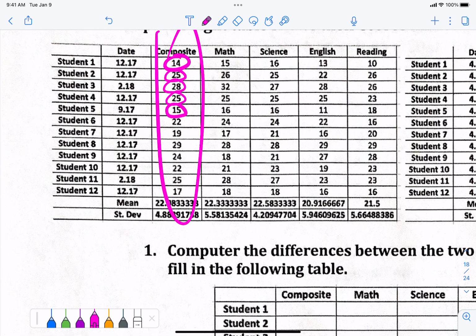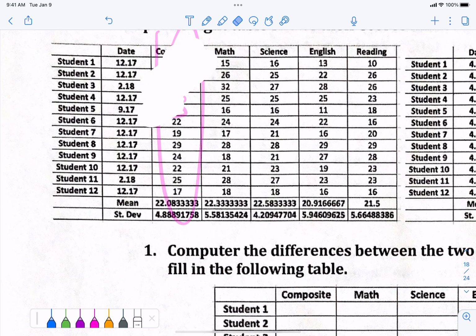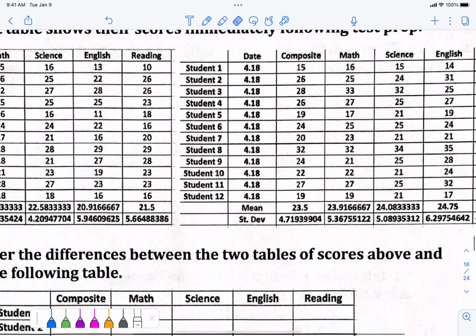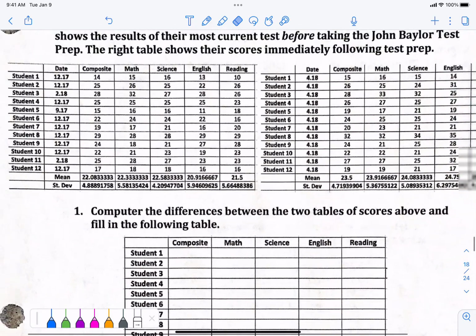Now, there were more than 12 students in the class that year, but there were only 12 that did take the ACT prior to John Baylor. Does that make sense? Because the rest of the students only took it on the one day that they took it as a junior, right? So that's why I don't have more than 12 students, okay? So we have this information. There is all that stuff.